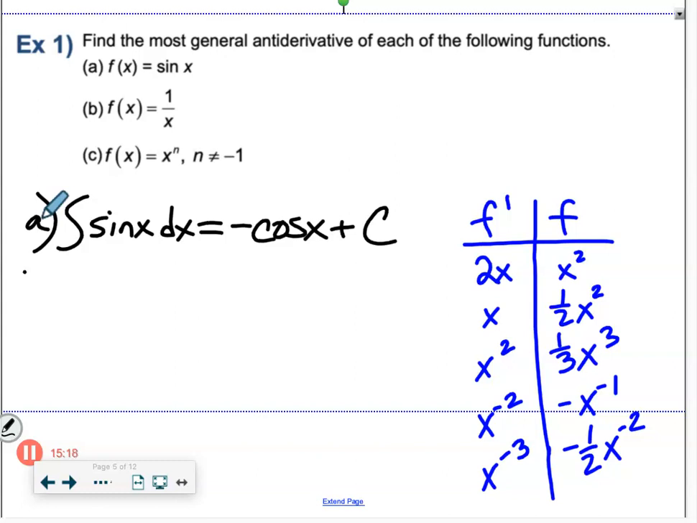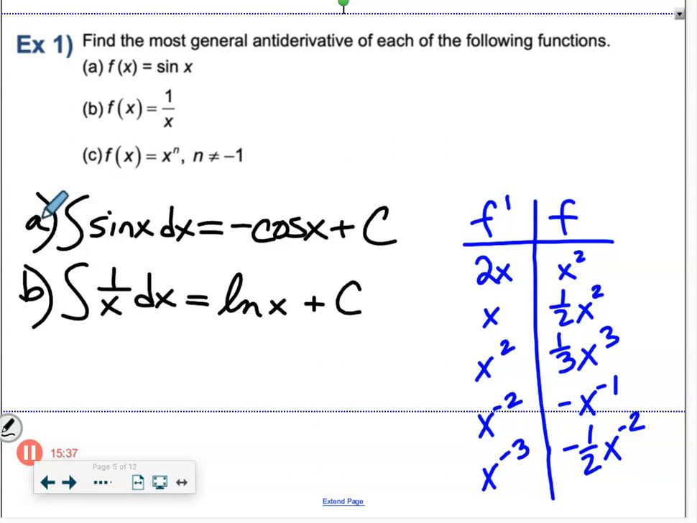Anyway. All right. Part B. What function has a derivative, Luke, what function has a derivative of 1 over x? ln x plus c, right? Always plus c, plus c.